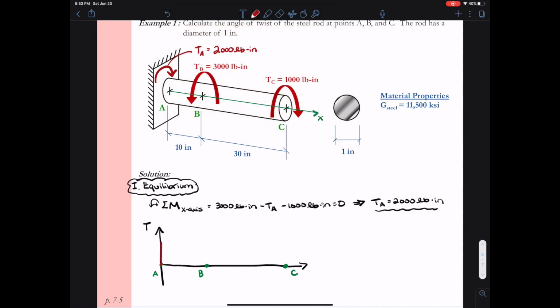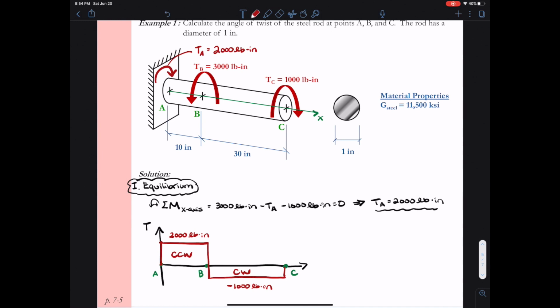And we said that when we had clockwise applied torques, this caused a jump up in our torque diagram. So the torque at A causes a jump up of 2,000 pound-inches, and that leads us to a positive or counterclockwise motion. The torque at B is counterclockwise applied, and that leads to a negative shift in our torque diagram. That negative shift is 3,000 pound-inches, so 2,000 pound-inches minus 3,000 pound-inches brings us down to negative 1,000 pound-inches.